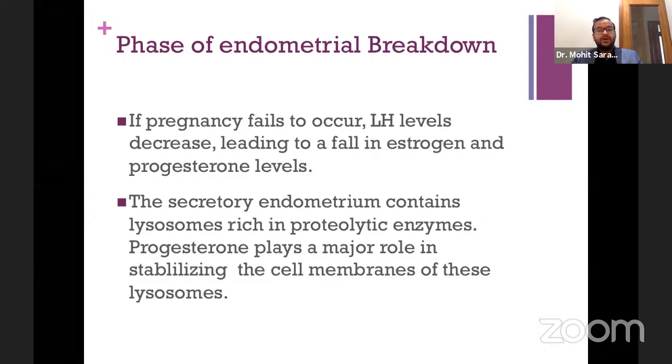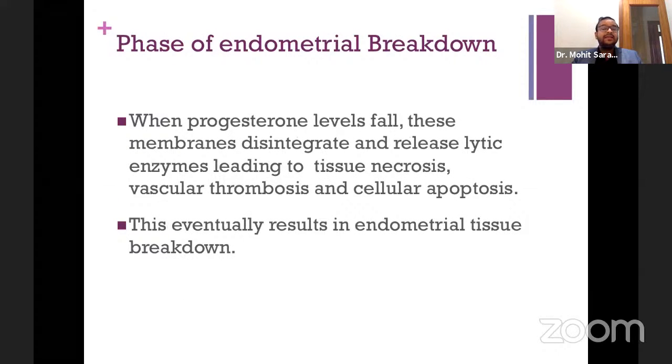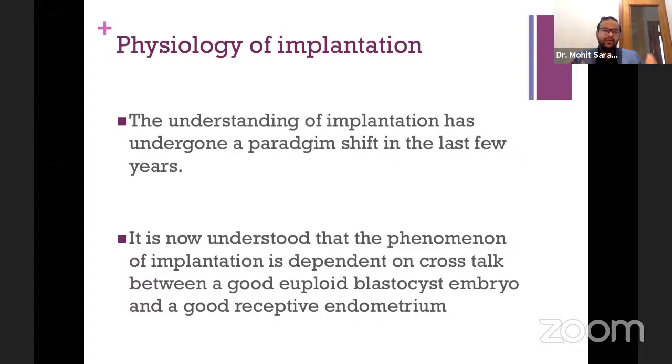If pregnancy fails to occur, the LH levels start falling, and this in turn leads to fall in the estrogen and progesterone levels. This in turn leads to shedding of the endometrium. So what happens is the progesterone has a stabilizing effect. The secretory endometrium is rich in lysosomes, which in turn contain proteolytic enzymes. And the only thing that prevents disintegration of these lysosomes is progesterone. It has a membrane stabilizing effect. So once progesterone levels fall, the lysosomes disintegrate, proteolytic enzymes get secreted, and this leads to tissue necrosis, vascular thrombosis, and eventually shedding of the endometrium. So this summarizes the entire endometrial physiology.